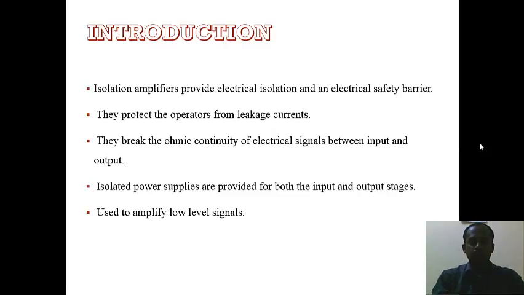isolation amplifiers provide electrical isolation. As I told you, it produces electrical isolation and an electrical safety barrier. It does not provide a direct connection between the power source side and the amplifier side. Since if there is a direct connection between these two sides, there will be a huge potential, so that it makes a huge possibility of a huge current to flow through the amplifier, which may damage the amplifier. So that is the purpose of using isolation amplifiers.